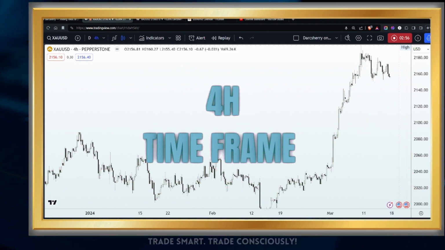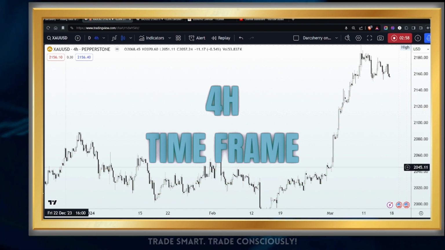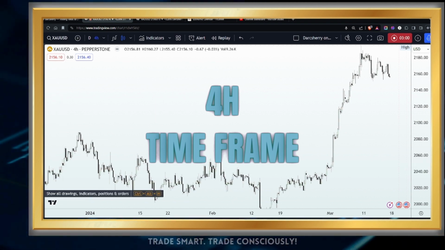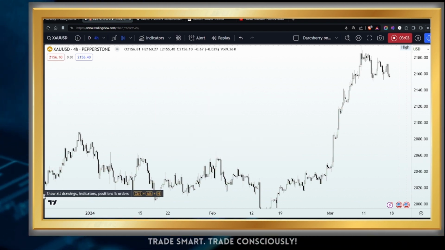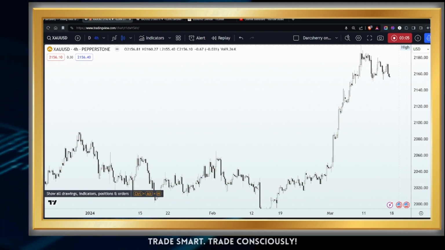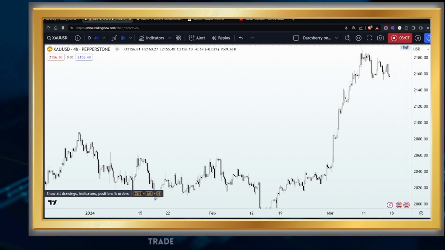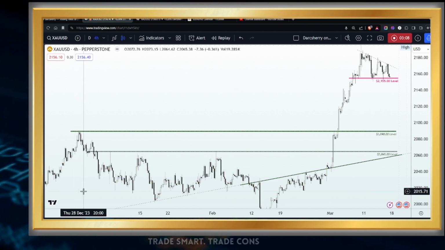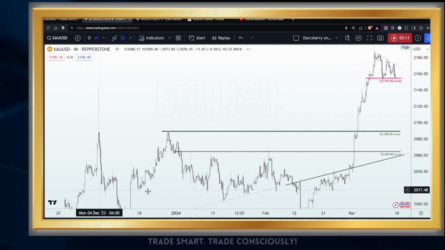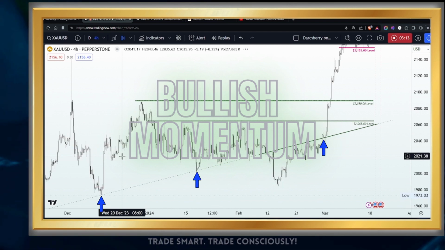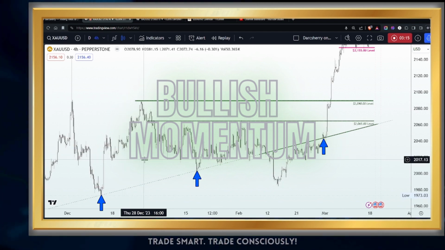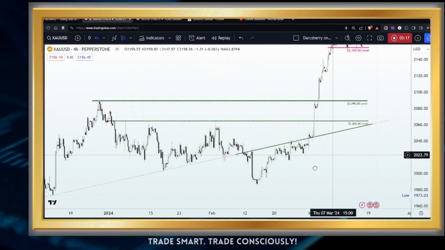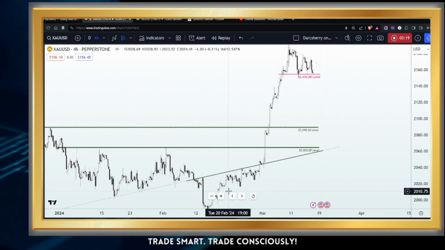So right here on the 4 hours time frame, what I did here was to take into consideration the character of price action since the beginning of the year, and this was what I was able to come up with. And in fact, if you look at the structure, it's very clear that price action has been bullish, as we saw in the last 4 or 5 weeks.